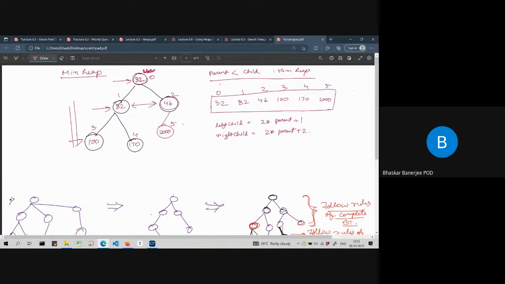Whether it is holding up. Number of parents on that level. Nothing you have to do, just simply see. 46 is the parent of 2000, right? So put 46. 46's position is 2. So put parent 2 index. What is this? 5. So the left child of 46 must be the 5th position value. 2000 is the left child of 46.